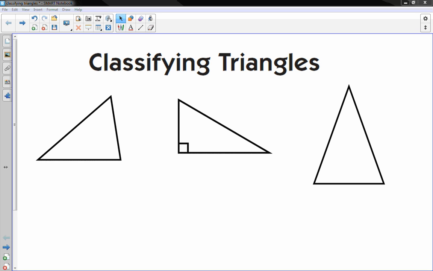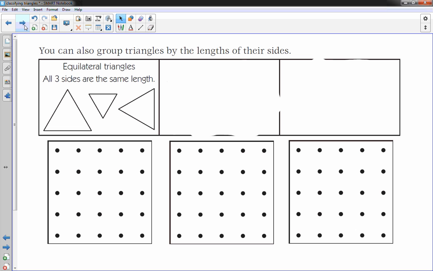Hi, this is Mr. Knowles, and this lesson is about classifying triangles based on the length of their sides. There's another lesson about measuring the angles of the triangles to classify them also. So let's get started. Equilateral triangles.